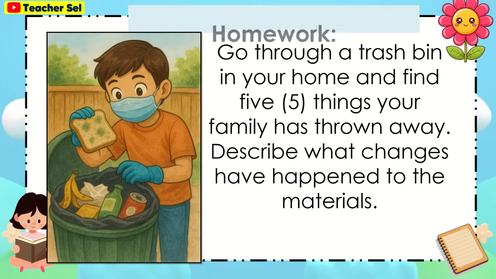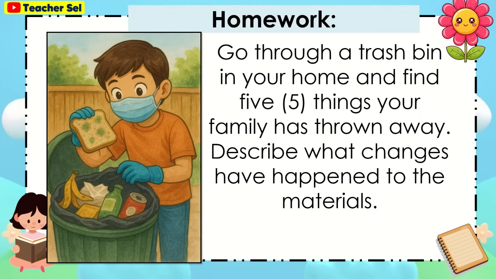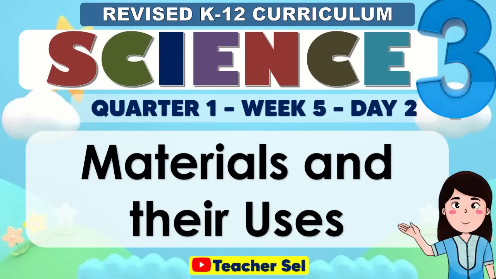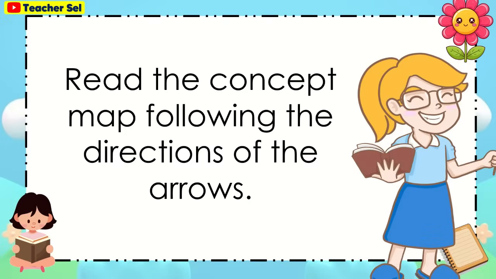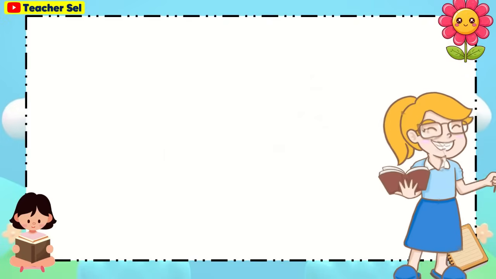For your assignment, go through a trash bin in your home and find 5 things your family has thrown away. Describe what changes have happened to the materials. For day 2, read the concept map following the directions of the arrows.